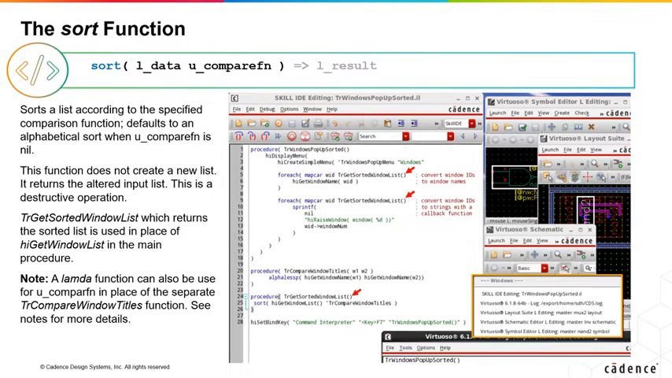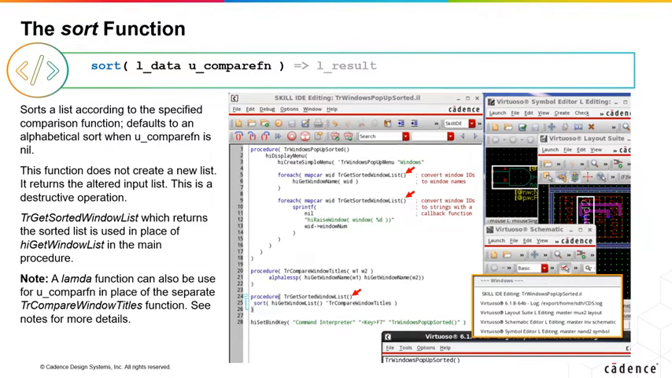Here we'll look at the sort function. The function takes two inputs, the data to be sorted and the comparison function, and updates the list destructively in memory. Basically it reorders it. So it sorts the list according to a specified comparison function. If you don't specify the function and just specify nil, it will sort it alphabetically. Now this function does not create a new list, it returns the altered input list. So this is a destructive operation.